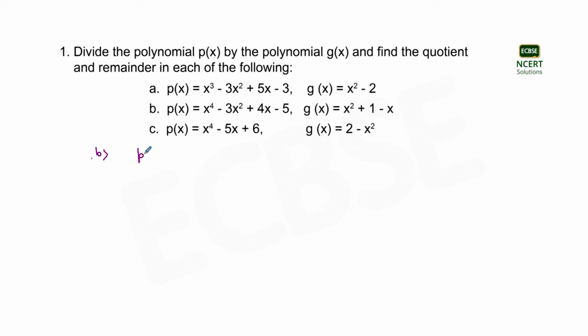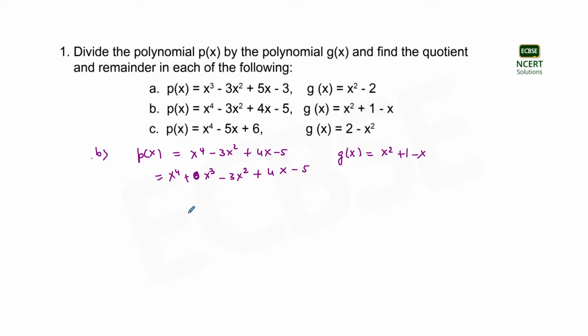Here P(x) is equal to x^4 minus 3x square plus 4x minus 5, and G(x) is equal to x square plus 1 minus x. Writing it in the basic form, that is with all the terms of x, it can be rewritten as x^4 minus 3 plus 0x cube, as there is no term of x cube, so it will be 0x cube, then minus 3x square plus 4x minus 5.